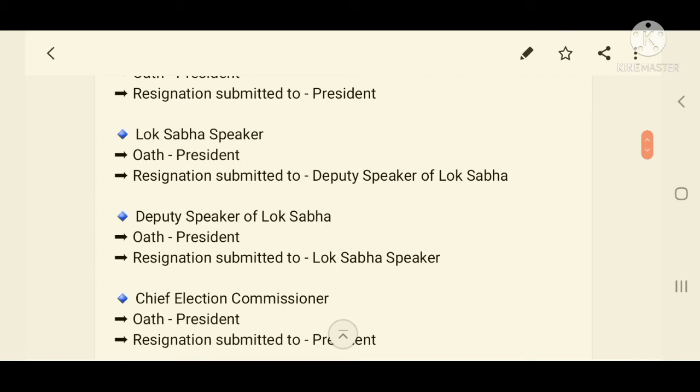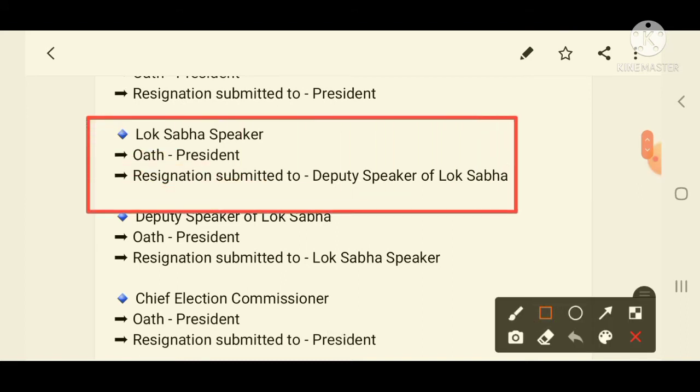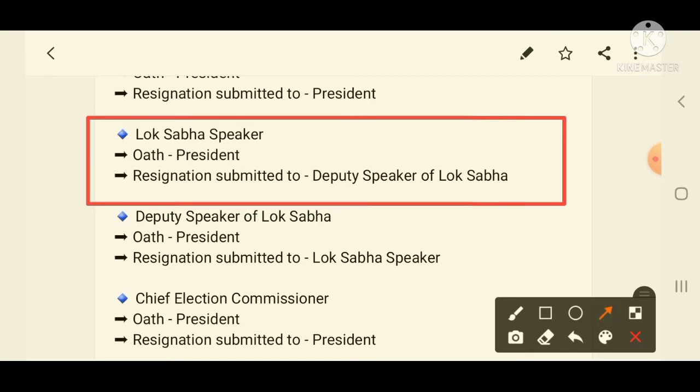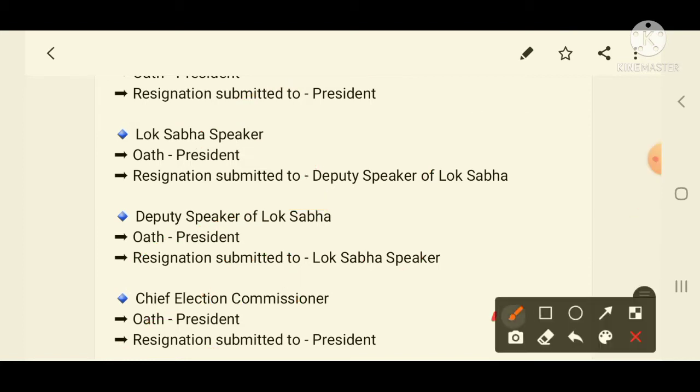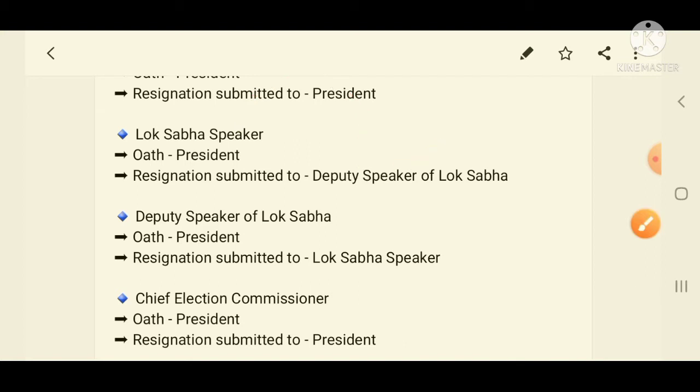The next post coming in line is Lok Sabha Speaker. The Lok Sabha Speaker is given oath in office by the President of India and he can submit his resignation to the Deputy Speaker of Lok Sabha. There was a question in NDA 2017 that the Lok Sabha Speaker gives resignation to which of the following: President, Prime Minister, Deputy Speaker, or Rajya Sabha Chairman. In that case, the answer will be Deputy Speaker of Lok Sabha, because the Speaker is the head of the House and the Deputy Speaker is the second head of the House. So if the Speaker resigns, he has to submit his resignation to the Deputy Speaker of Lok Sabha. All of you got it about the Lok Sabha Speaker.